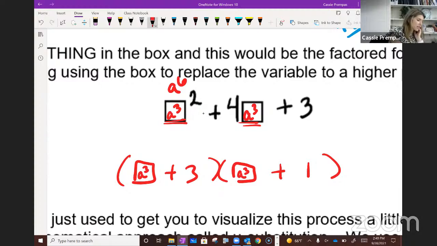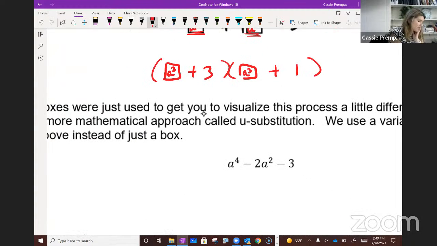So some of us like to just not use the box and they can just jump straight to the factoring. In math, instead of a box, we use a variable to represent what should go in the box. And that variable is used as a U in all math textbooks that I've seen, and it's called U substitution. So you have to be strategic about what am I going to replace for u? Essentially, what would go in the box?